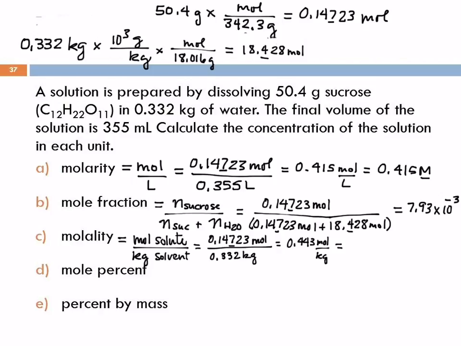Molality is abbreviated with a lowercase m, generally italicized, trying to distinguish it from m for meters. I'm not a fan of molality, but I understand that it's necessary sometimes. So there's the molality.